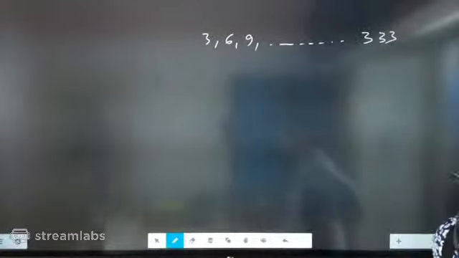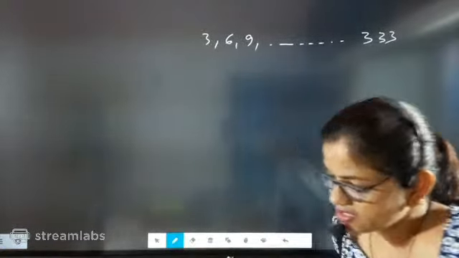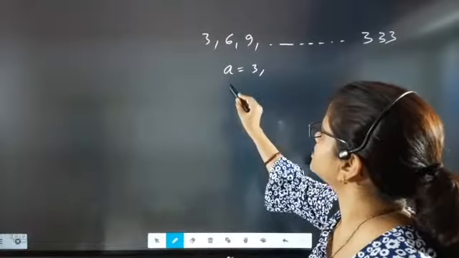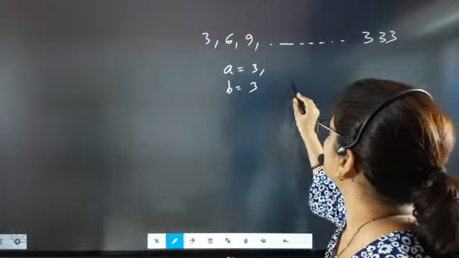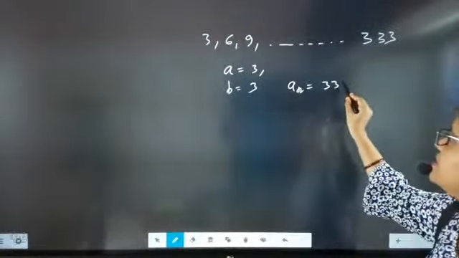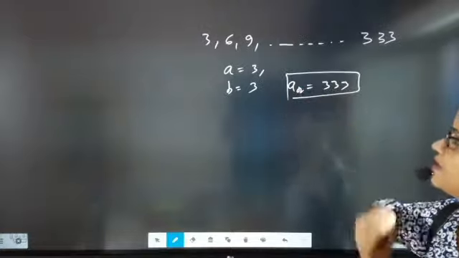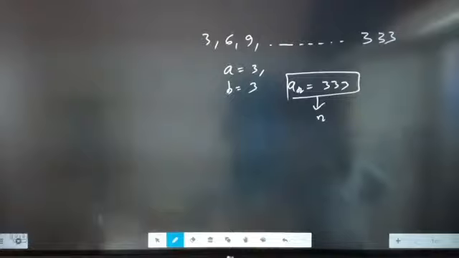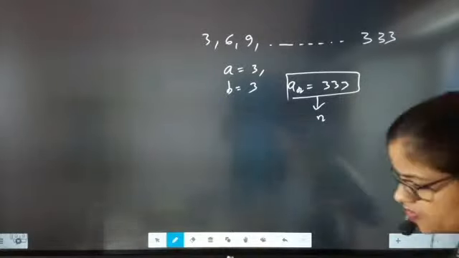Try this question, everyone. Beta, these types of questions, not a single one are you going to leave. Try this question out beta. What is A here? A is 3. What is D here? D is 3. What is the last term here? 333. This part is very important because it will give you n. Use this and solve beta. You will 100% be able to do this one beta.